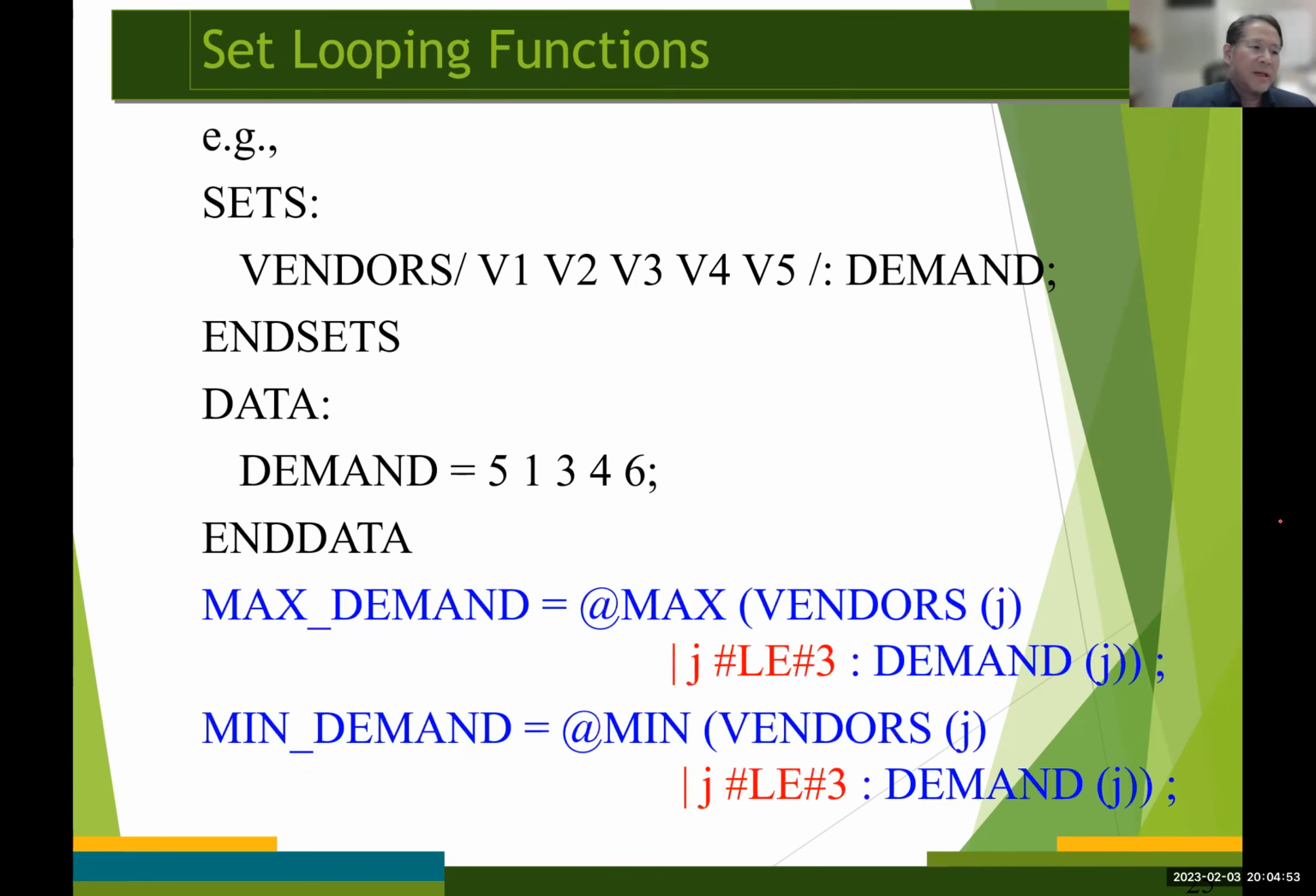And next, just for illustration purposes, suppose we want to compute the minimum and the maximum value of the first 3 elements of demand. Then what you need to do is just add this conditional qualifier after the vertical bar, okay? That's the rule you need to follow, okay?